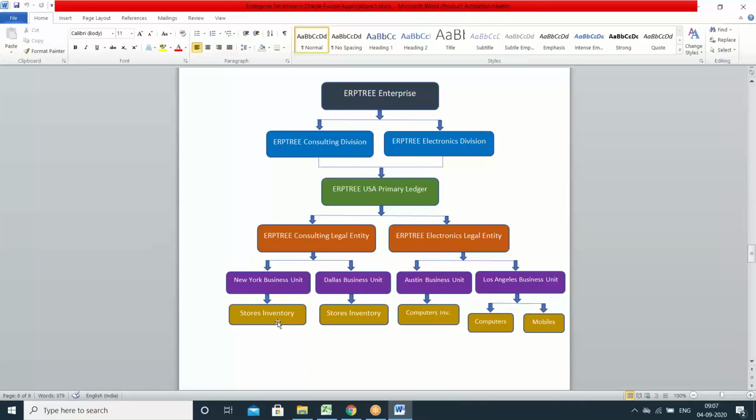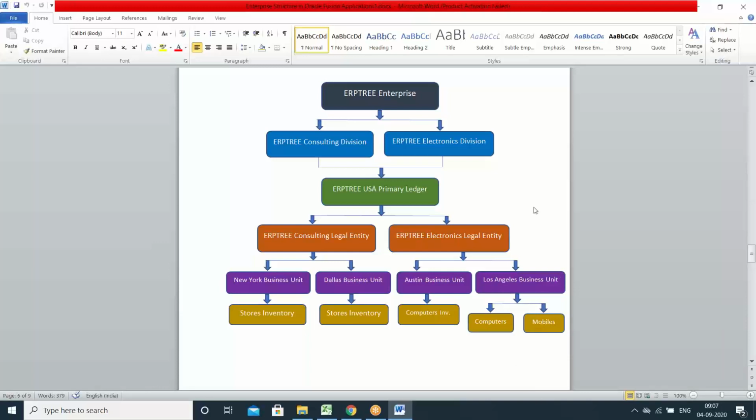So the New York business just has a stores inventory. Since it's a consulting business, in reality they don't need warehouse inventory. That is the reason they just have stores to maintain some stuff within their business operations. Here also stores only. But in the Austin electronics unit, they are maintaining computers, so they have one warehouse for the computers. That is the reason for the Austin business unit we have one warehouse, but Los Angeles has 2 warehouses. One is computers, the other one is mobiles.